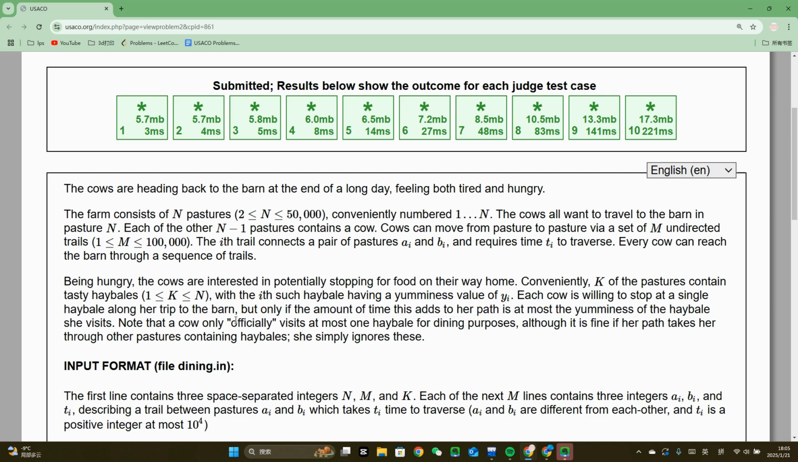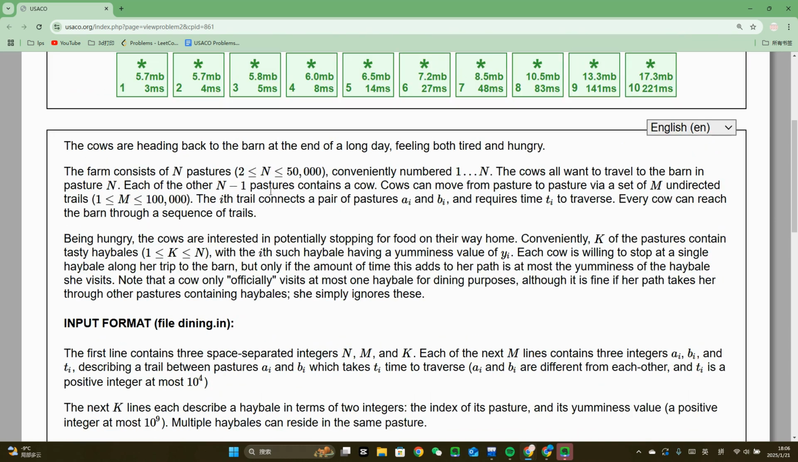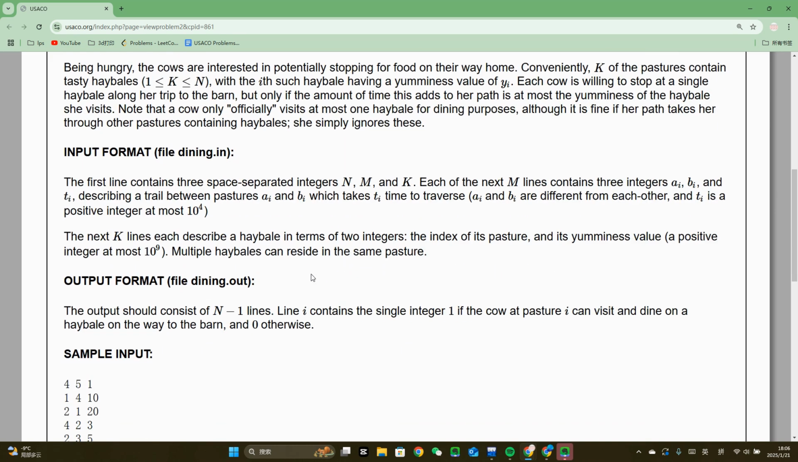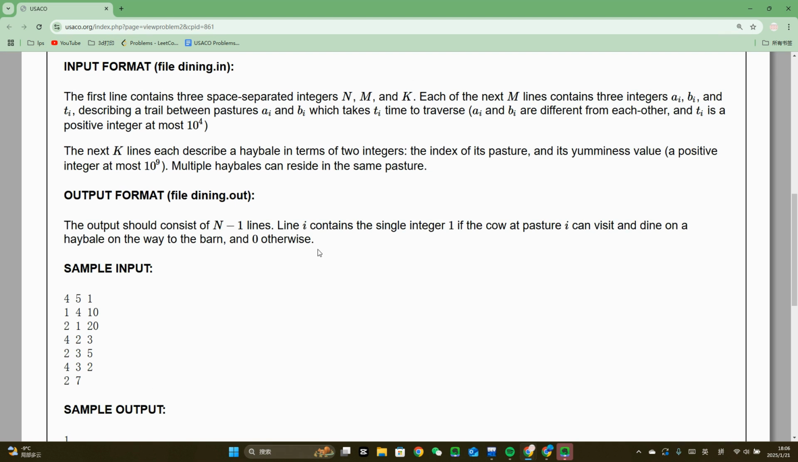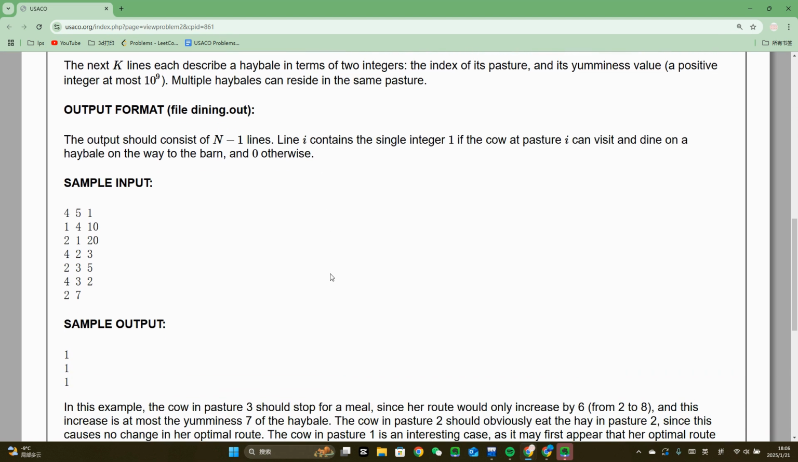And a cow only officially visits one hay bale, so even if she passed by other hay bales, she ignored these. And with n being at most 5 times 10 to the 4th power, you're trying to find whether a cow can visit a hay bale on her way home. Now you can pause the video once again and think about this yourself.